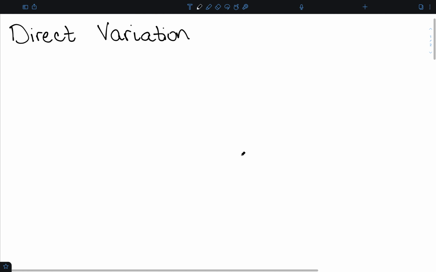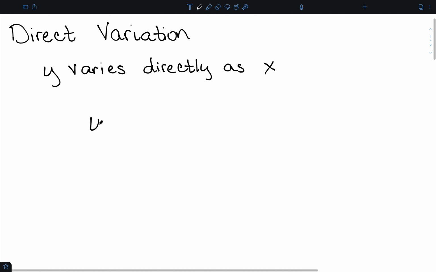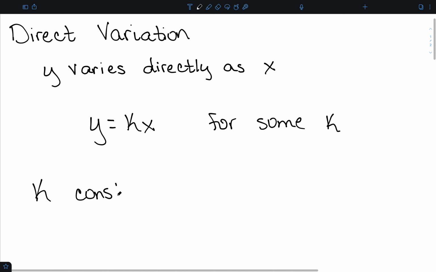Let's look at direct variation. We typically say this as y varies directly as x. And what this tells me is that y is equal to kx for some value of k. And for each given situation, that value of k will be fixed, and so the k is a constant. It's known as the constant of proportionality.